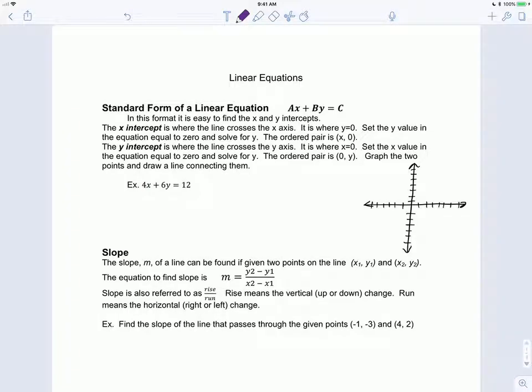Okay, this video is going to sum up everything that we're learning about linear equations, and I hope seeing it all together will help make sense of some of this.